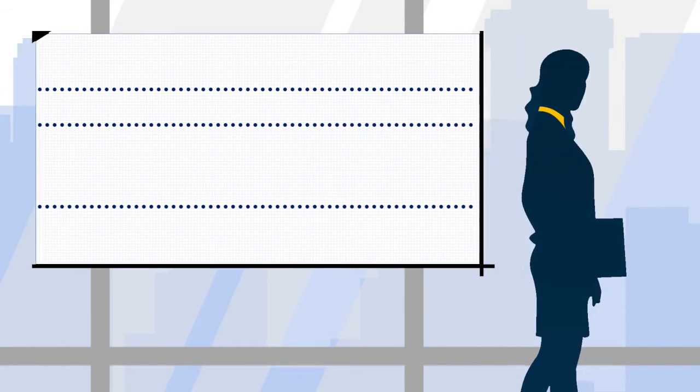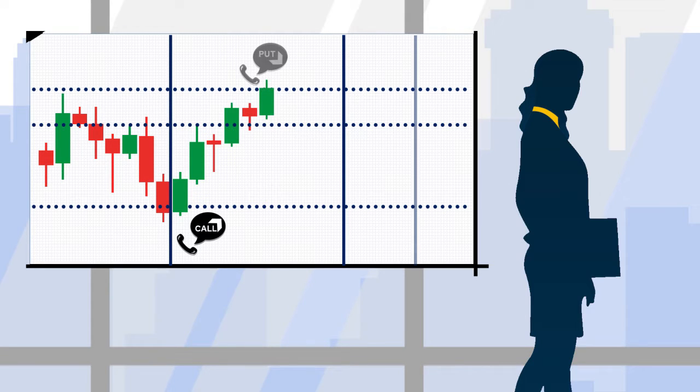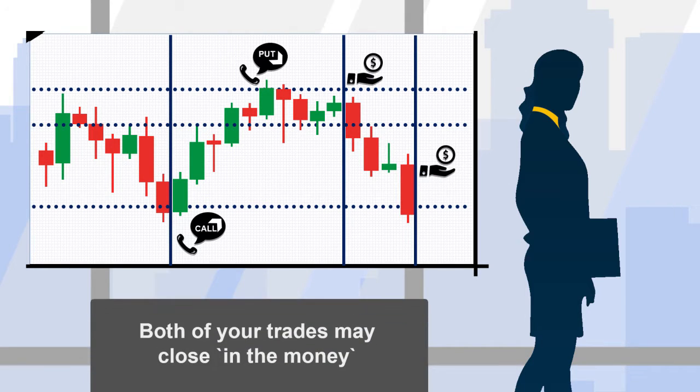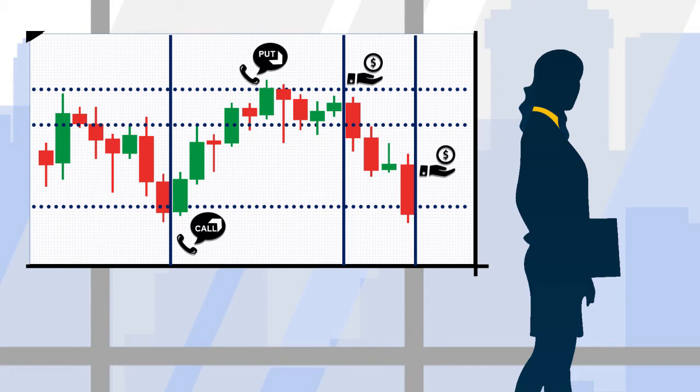If the expiry periods of both the put and call options are timed appropriately, you will find both trades expiring somewhere in the range between the put and call options. When this happens, both your trades will be able to close in the money.